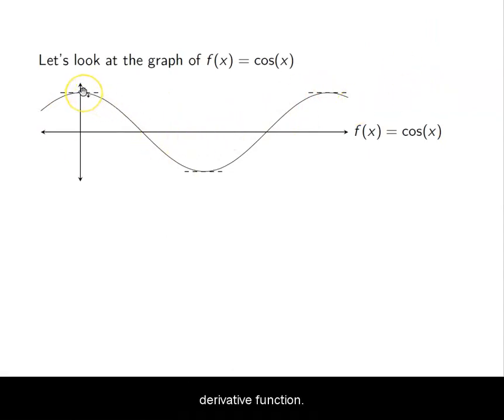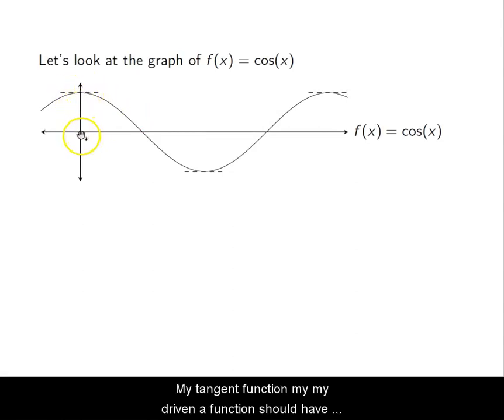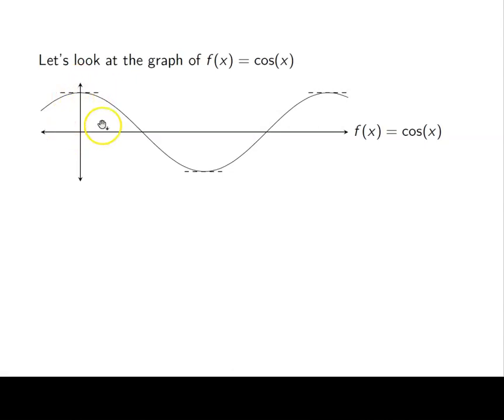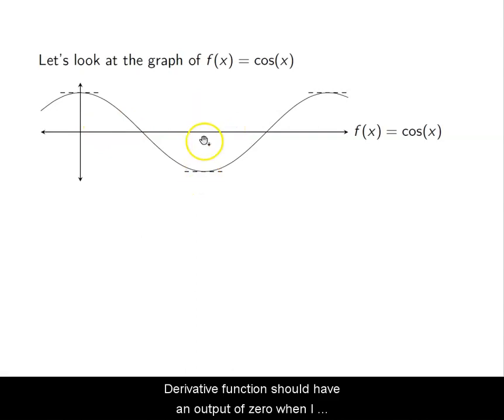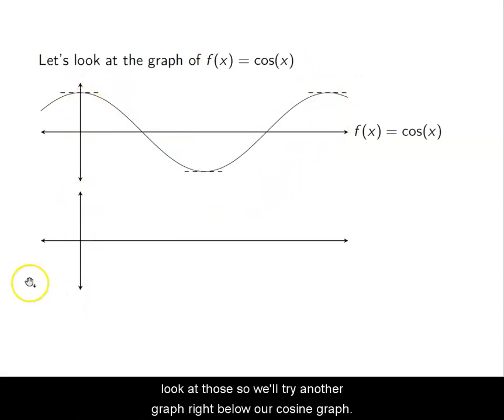So if I'm looking at the derivative function, when I'm at an input of 0, my derivative function should have an output of 0, because that's the slope of the tangent line. When I'm at a value of pi, my derivative function should have an output of 0. When I'm at 2 pi, the output of my derivative should be 0 because that's the slope of my tangent line. So we'll draw another graph right below our cosine graph.